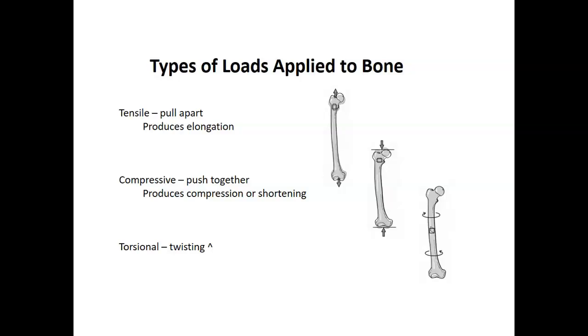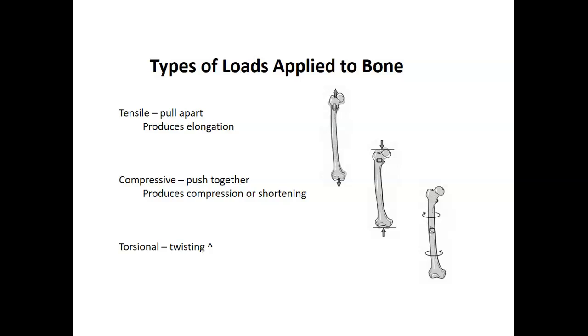So some of the loads that we apply to bone: tensile is pulling apart or elongation. The bone is very good at that. It doesn't typically have a problem when you have tensile strength on it. Compressive strength is pushing together, so you're compressing it or shortening it or pressing the two ends of the bone together. You can get compression fractures, so it does respond to stress that way.